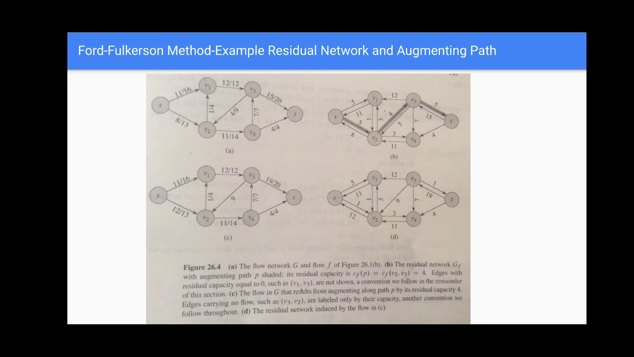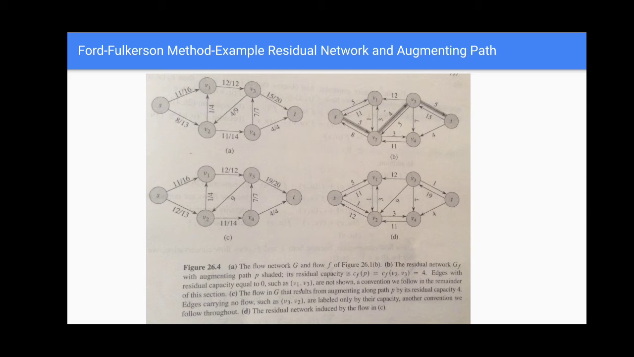Now how do you construct that? That, with the addition of the augmenting path, is given in the third graph, that is in C. So here there is no addition in the augmenting path between S and V1, so it remains 11 out of 16. But in the second one we are adding 4 because the capacity of the augmenting path is 4, so instead of 8 it has become 12. If you notice this, it was 8 here, now it has become 12.